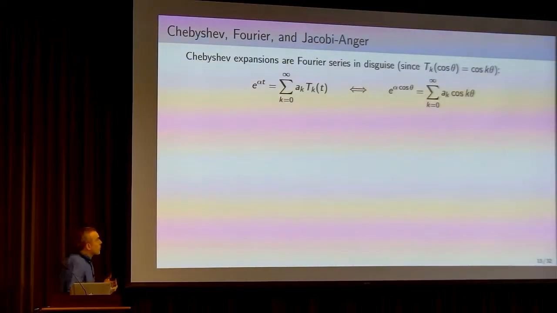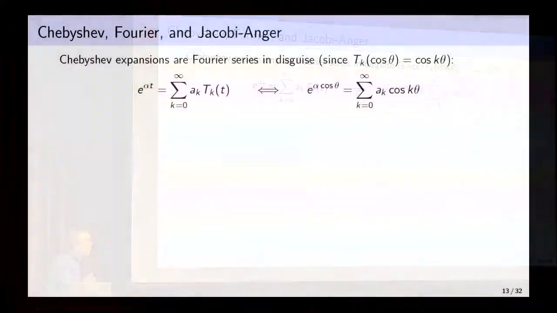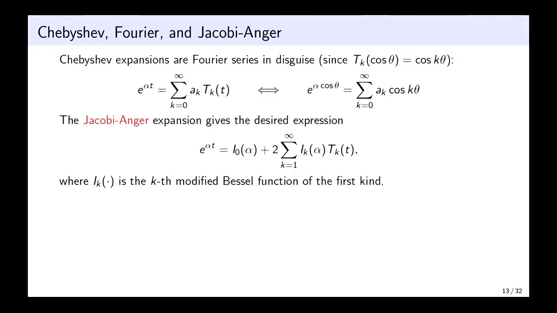So how do we compute this? Luckily for us, people did this 150 years ago. Why? Because computing Chebyshev expansions is really doing Fourier series in disguise. If you do a cosine change of variables, then computing a Chebyshev expansion is exactly like computing a Fourier series. We have to compute the Fourier series of that function, which has a name. It's called a Jacobi-Anger expansion of the exponential.